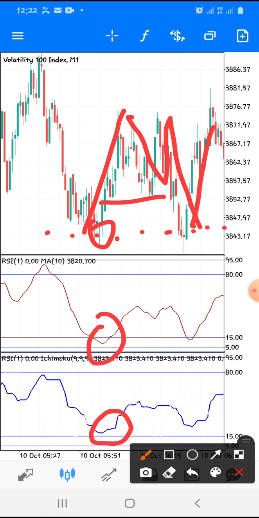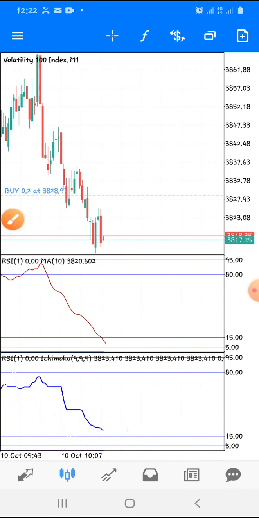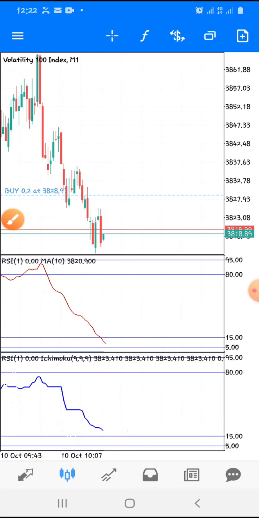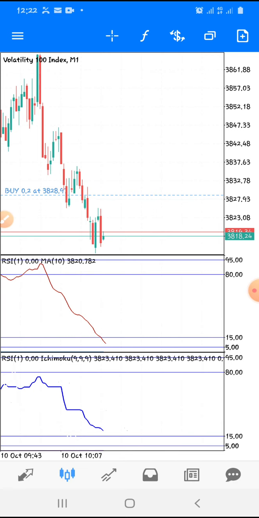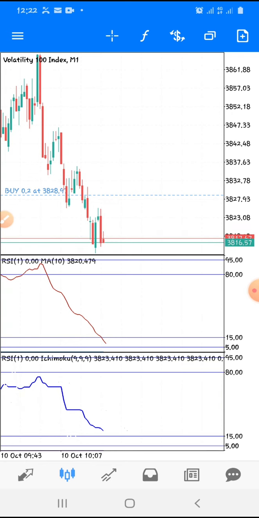So guys, good luck as you go to practice the strategy. Please try to practice this strategy on a demo account. Thereafter you can move to a live account if you are familiar with the strategy, because familiarity should be the case.